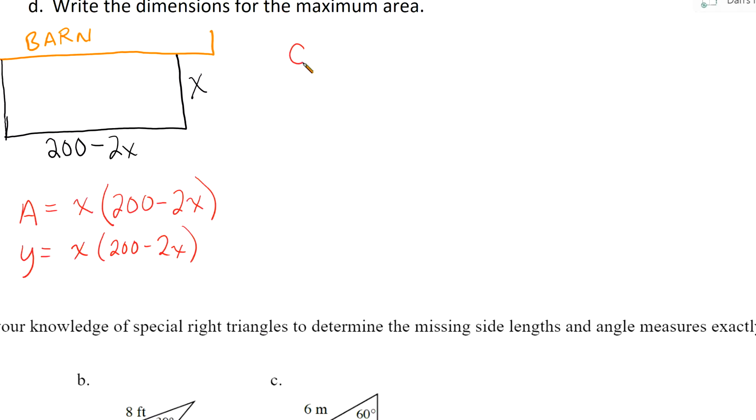So 50, 5,000 was the maximum, but the question is, what's the maximum area? Which of those two numbers is the area? The 5,000. So C, 5,000 square feet.